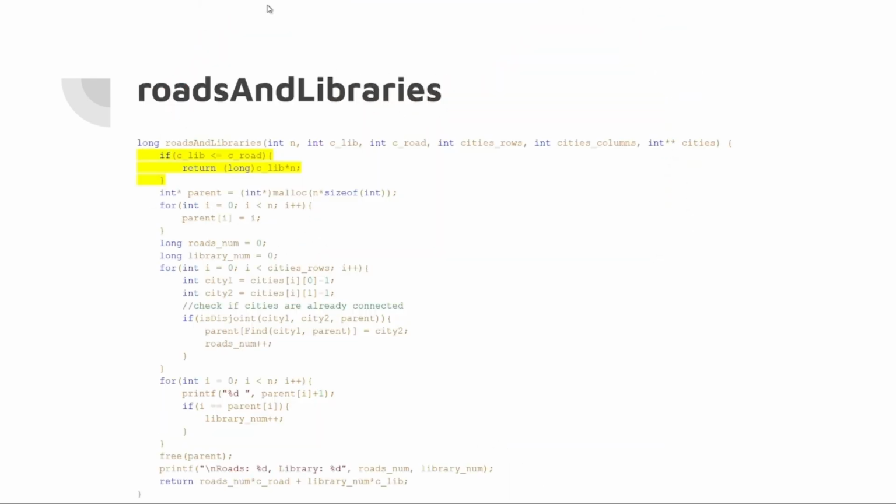The first thing we do is check if the price of libraries is the same or possibly even cheaper than the price of roads. If this is indeed the case, there is no point to building any roads, so the total cost would be the price of a library times the number of cities. If this is not the case, we will need to find the number of roads that we need to build.